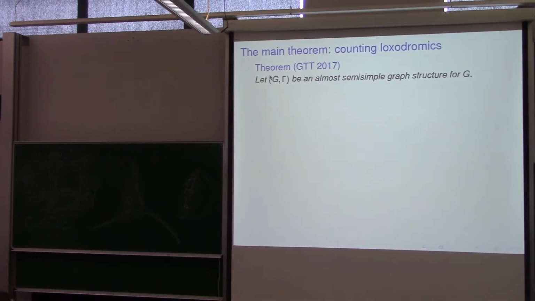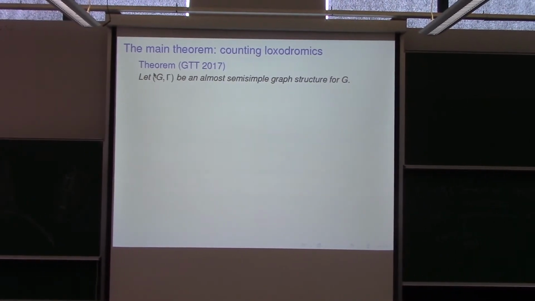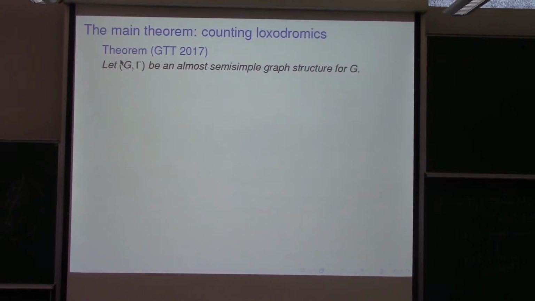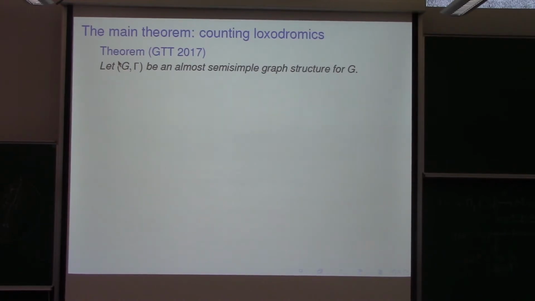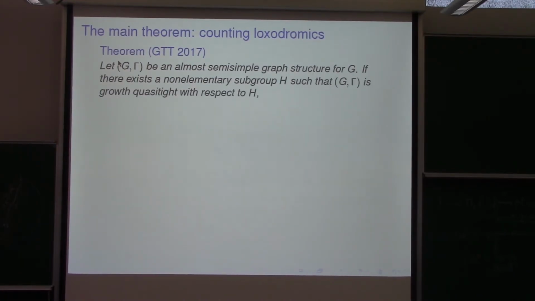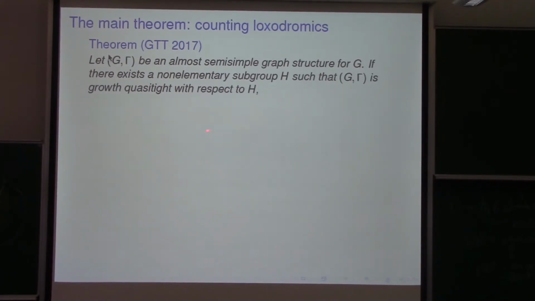Once you digest this, then this is the general theorem, the most general theorem. Then we'll see applications. So you have any almost semi-simple graph structure for G. It doesn't have to be geodesic. No, just whatever, that's right. And in fact, the only condition is that there is a non-elementary subgroup H of G. And this subgroup could be much smaller than G potentially. But it has to have this nice dynamical condition that basically words in H appear all over and over in this graph structure.